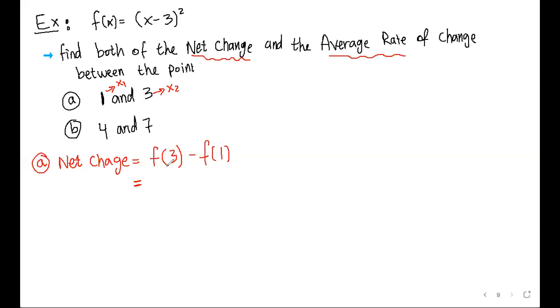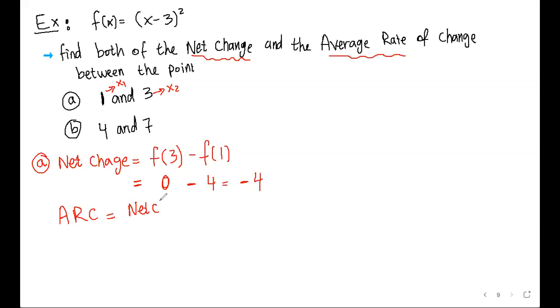So plug the 3 inside the formula. What do you get, Angel? 0, because 3 minus 3 is 0, squared is 0. Continue. 4, because 1 minus 3 is negative 2, squared is 4. So what's the answer? Negative 4. Now, the average rate of change is? Negative 4 divided by 3 minus 1.